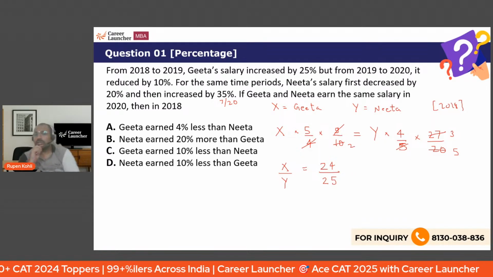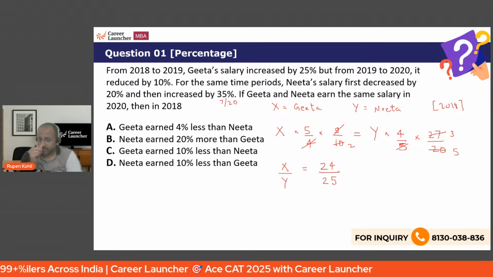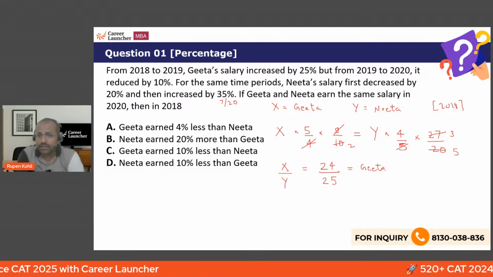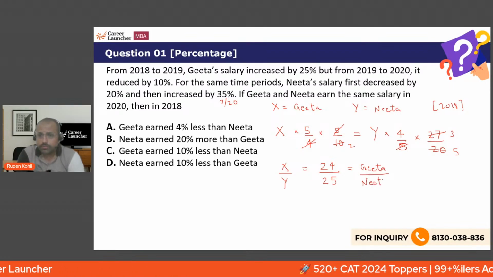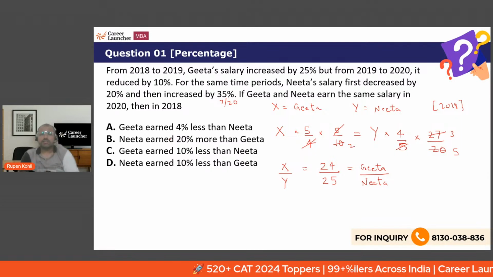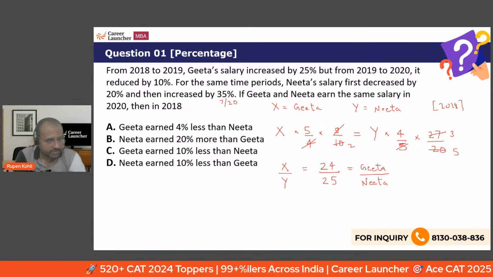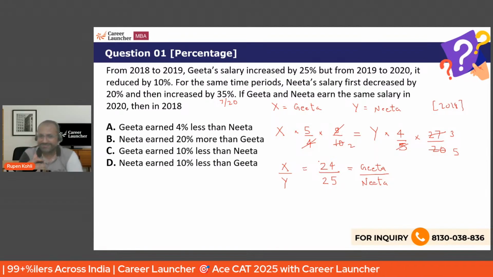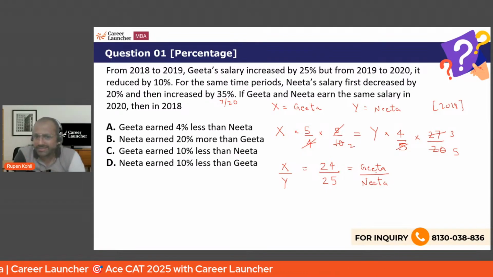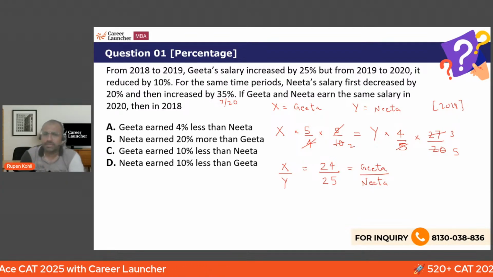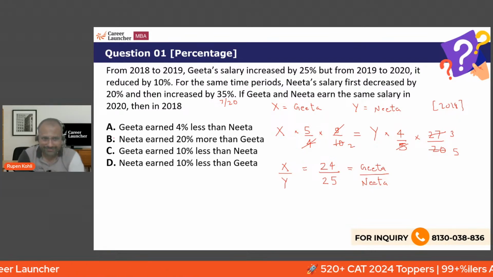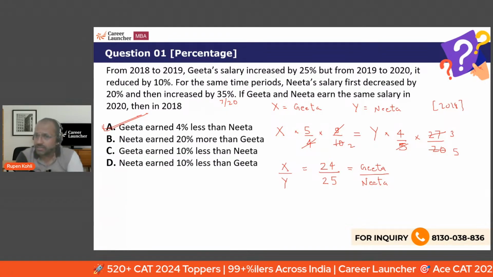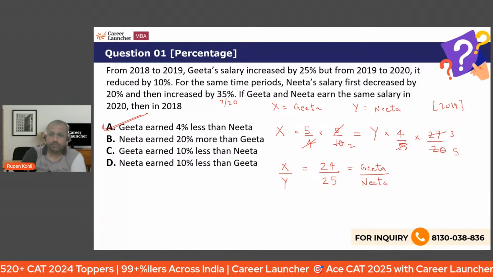Geeta's salary in 2018 is less than that of Neeta, because the ratio of x to y, Geeta to Neeta, is 24 is to 25 in 2018. The very first option says Geeta earns 4% less than Neeta. Yes, that is indeed correct because 4% is 1 by 25. So the ratio of 24 by 25 makes sense, 24 is exactly 4% less than 25. All right, so the multiplying factor idea, successive percentage change, helps you to sail through this one.